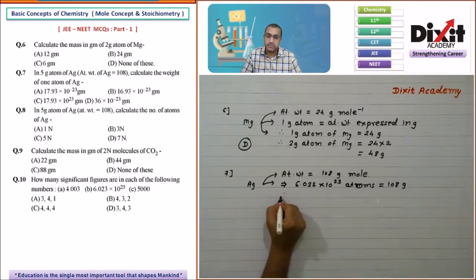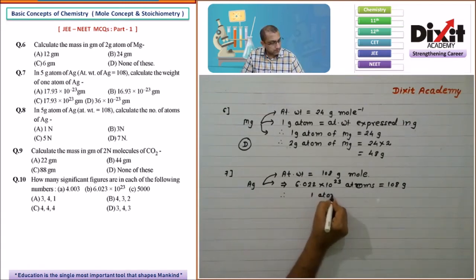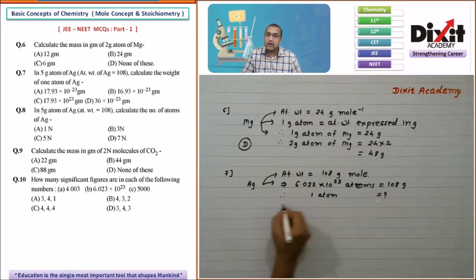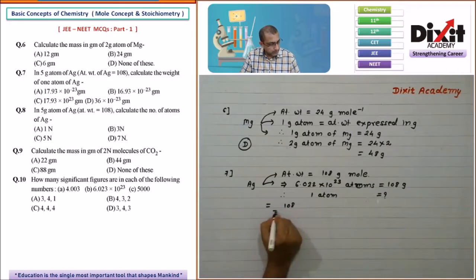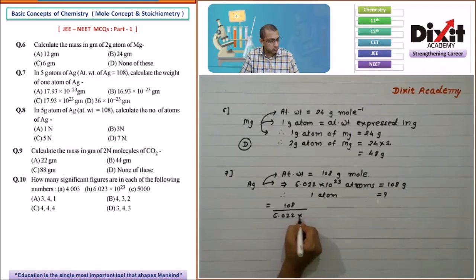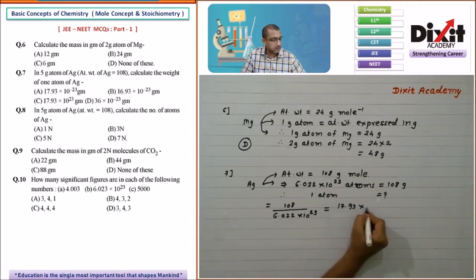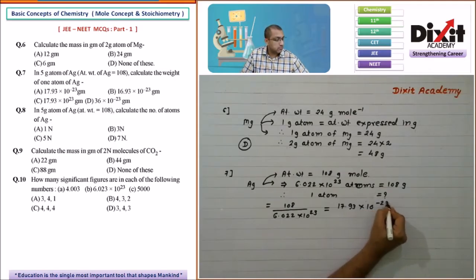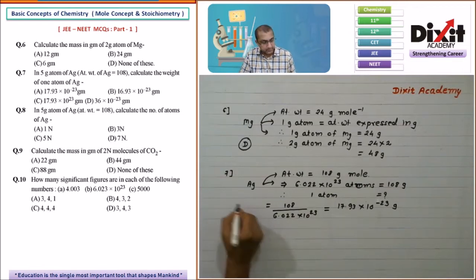Therefore, 1 atom will weigh how much? So that is equal to 108 divided by Avogadro number, 6.022 into 10 raised to 23, and the answer is 17.93 into 10 raised to minus 23 grams. The option is A.